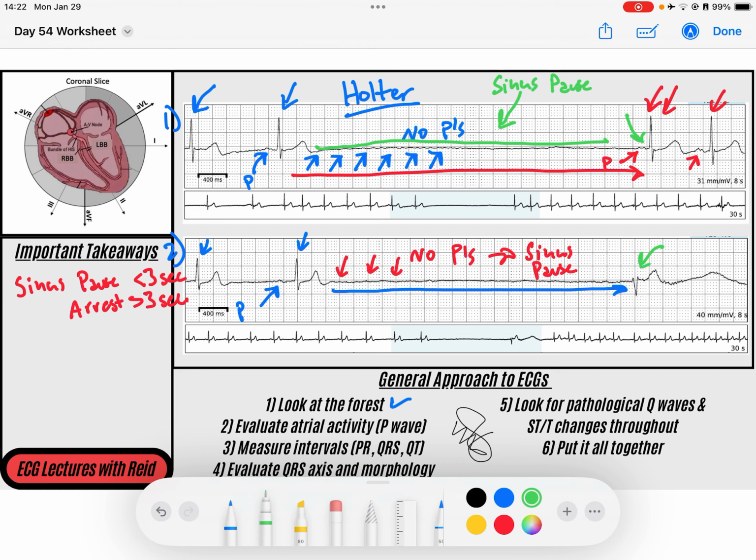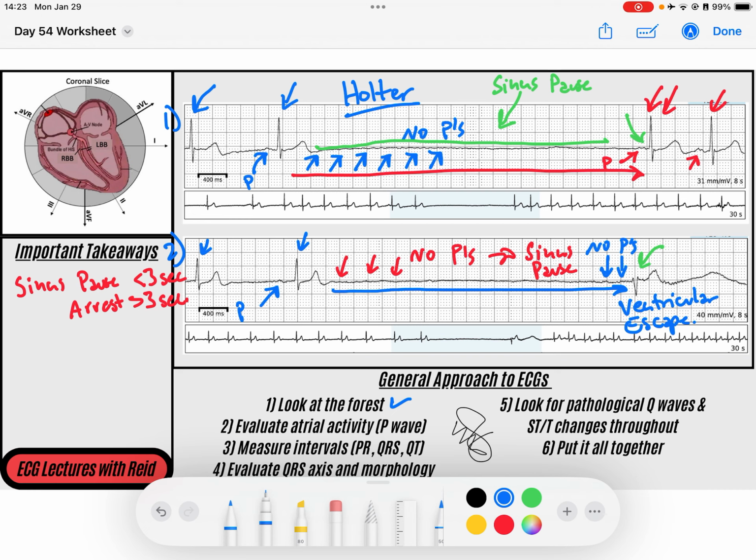But what you'll notice is that the next beat that comes up looks different. It looks a little bit wider, it's got a different morphology. And when I look in front of this beat for any P waves, I don't see P waves occurring in front of this beat. So I don't see any P waves before this beat, and I see a funky looking QRS. And so we would designate this as a ventricular escape beat. So what does that mean?